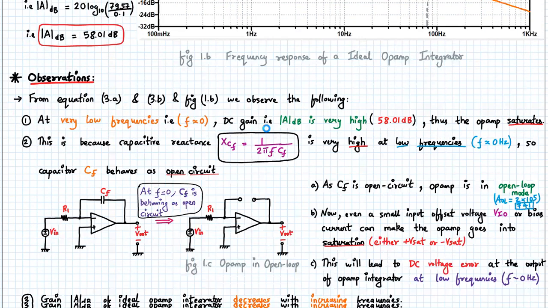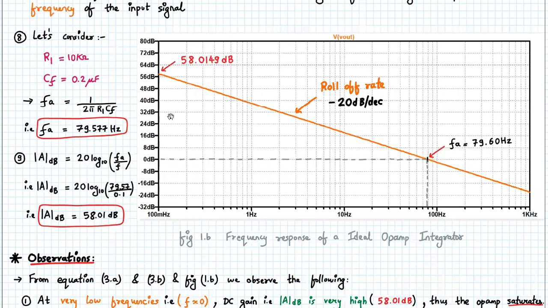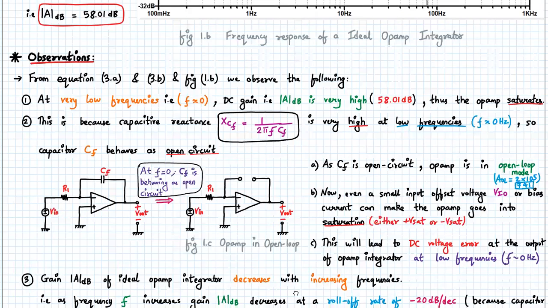And why does that happen? Again, because of the capacitive reactance. If your frequency increases, your capacitive reactance will go on decreasing, right? So if the reactance goes on decreasing, the gain will keep on falling down, because ultimately the gain is given by minus XCF divided by R1. So if XCF keeps on decreasing with increase in frequency, the gain of the circuit will keep on reducing. So that is what we observe over here. The gain of the ideal integrator will keep on decreasing. Okay. I hope this point is clear.